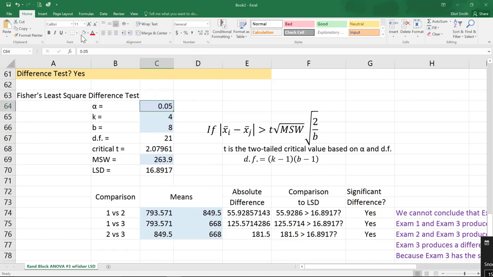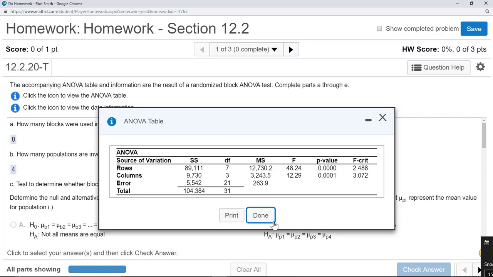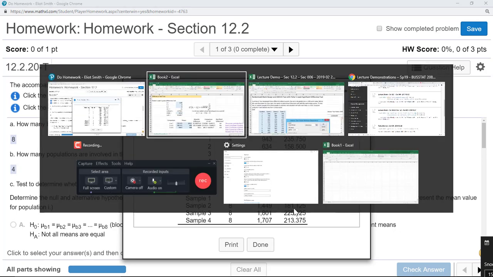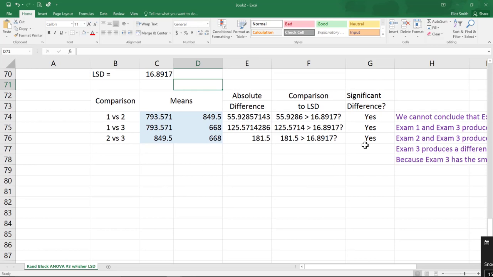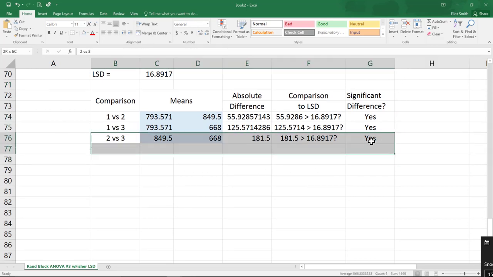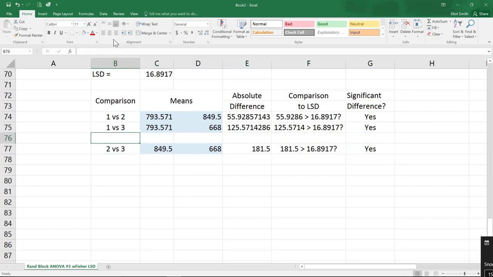Now I want to look for this information. There's 4 samples with 4 means over here on the list. We only have 3 going on here. So I'm going to grab this and move this down so that right here I can insert 1 versus 4, and then after that 2 versus 4, and after that 3 versus 4.